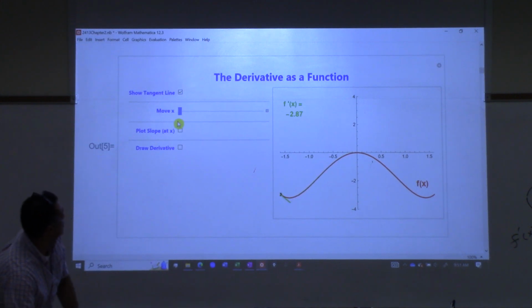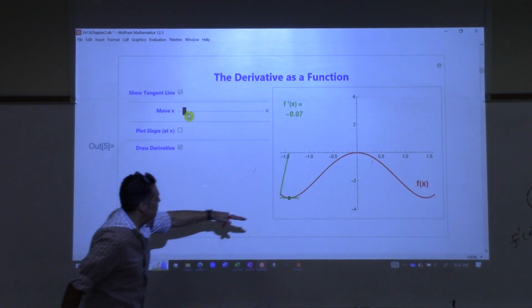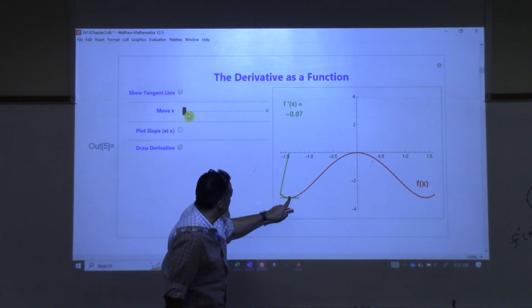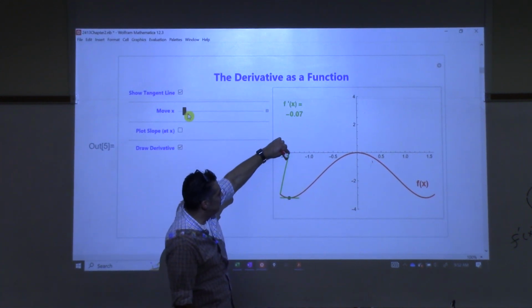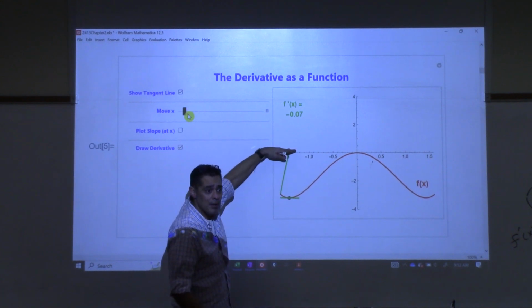Now let me show you, what is this? Oh, I don't need that. Now I'm going to have the computer draw the derivative as I move across. It's in green, so the green graph is the derivative. Notice that right here at the bottom, what did we say the slope was? 0. Do you notice the derivative is going to have a y value of 0 there?